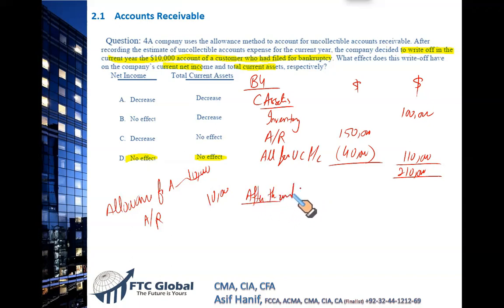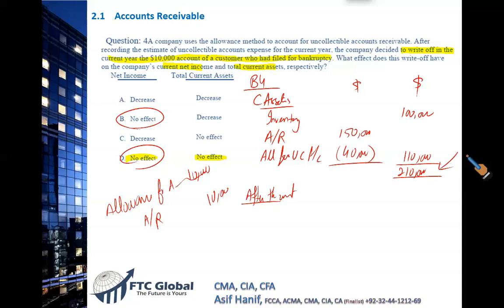After the write-off, what you see from this transaction is that allowance is not an income statement item. Account receivable is not an income statement item. So the income statement is not affected. That I'm absolutely sure of. I want to make sure whether my current assets stay the same. I should get 210 after writing off the bad debt.